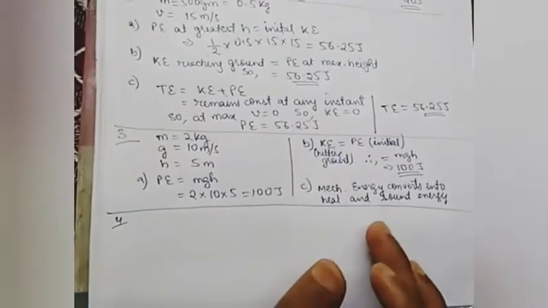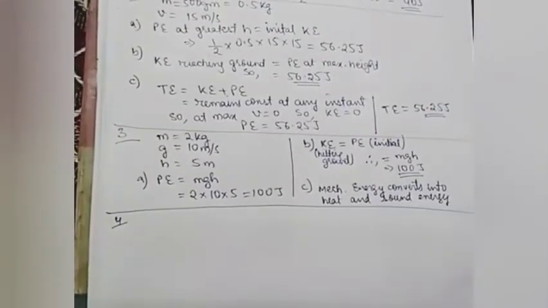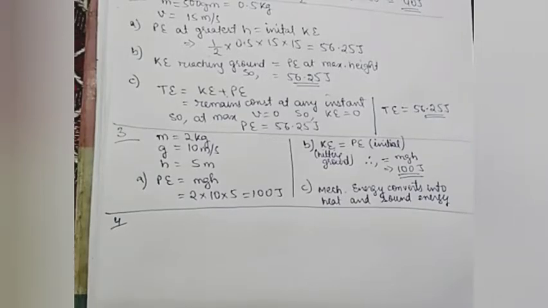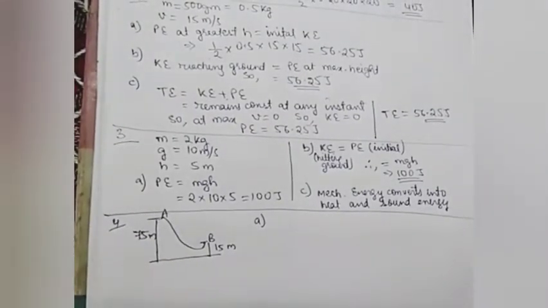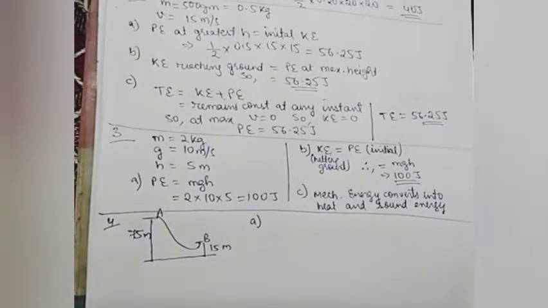Number 4, the diagram shows a ski jump. A skier weighing 60 kgf stands at point A at the top of the ski jump. He moves from A to B and takes off for his jump at B. A. Calculate the change in gravitational potential energy of the skier between A and B.